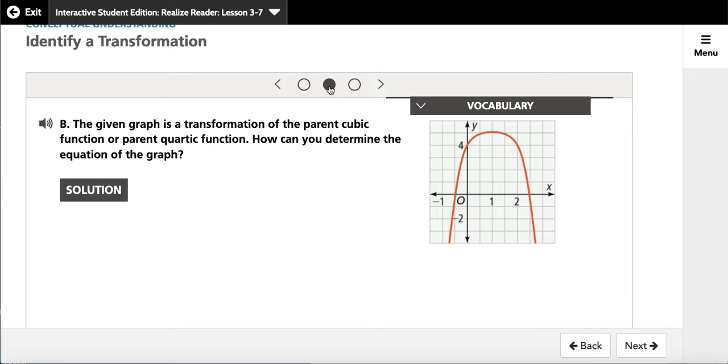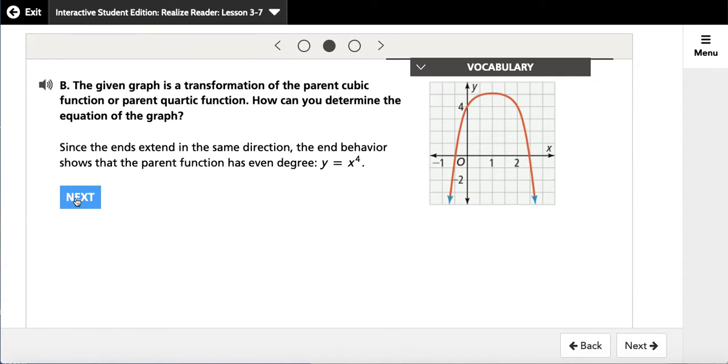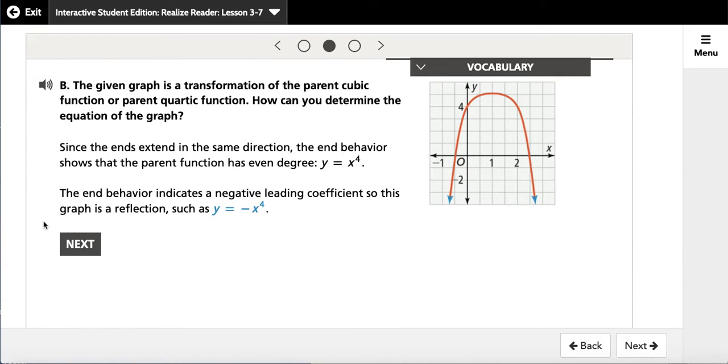Let's try one that's a quartic function. This is a quartic function. I can tell because it has an end behavior that ends the same. It opens down, so I know it's a negative quartic function. Okay, they got the x to the fourth, and it opened down, so they knew it was a negative x to the fourth. Now we just need to look at how much it's moved.